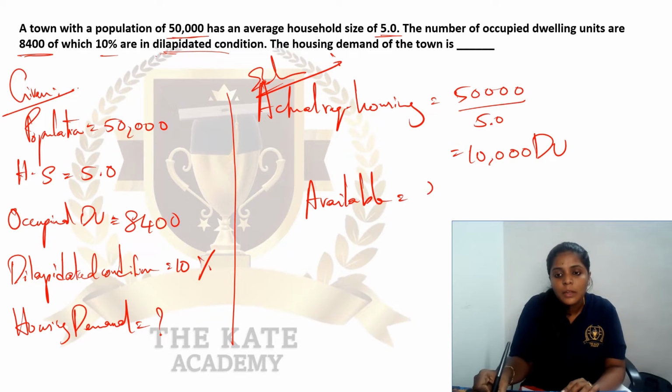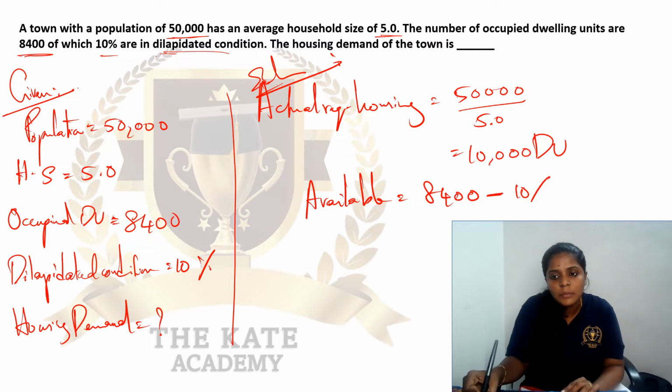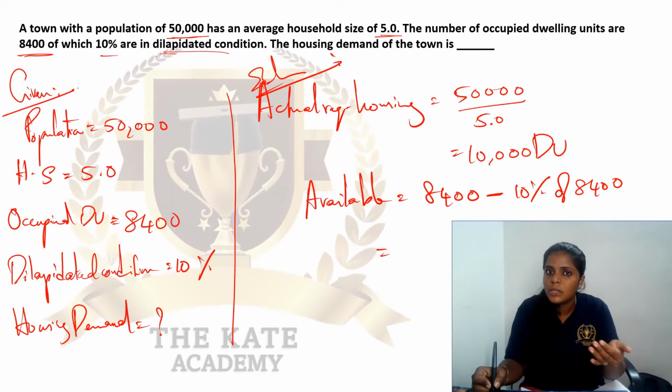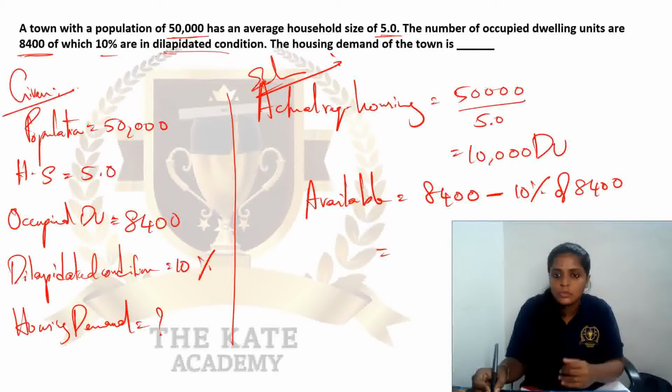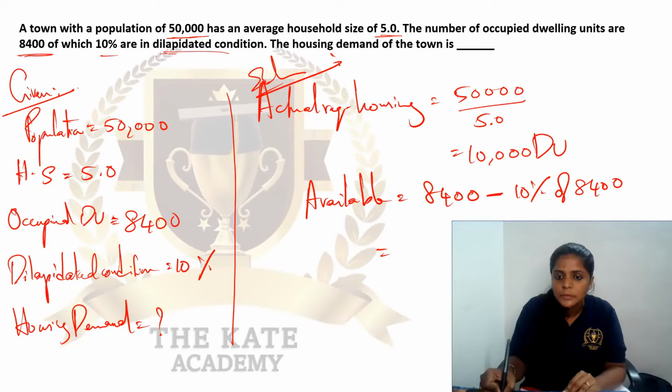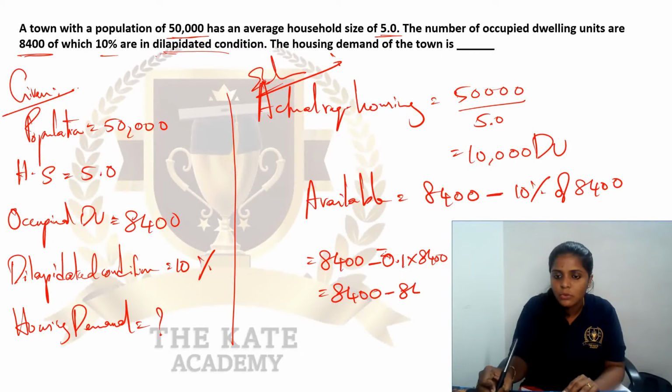Available are 8,400 minus 10% of 8,400, because 10% also cannot be used. So let us reduce that also. So that becomes minus 0.1 into 8,400. So that is 8,400 minus 840. Okay, just keep this value like this.